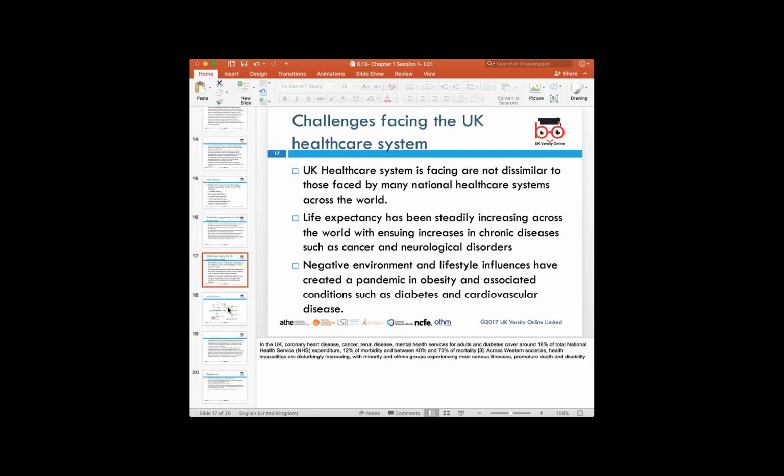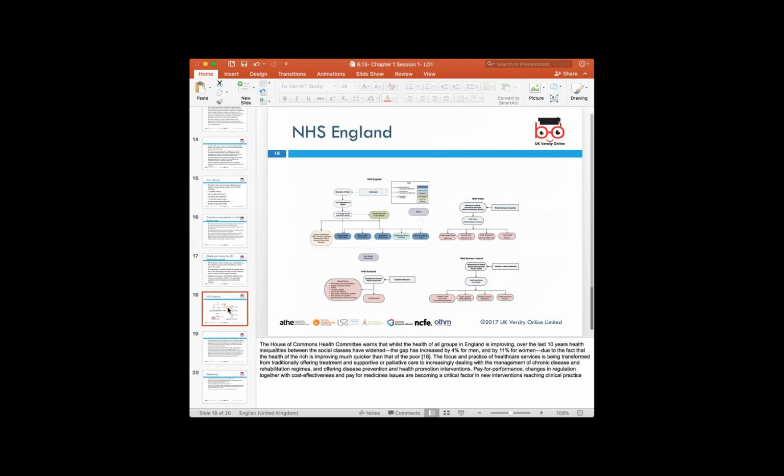Now, this slide, leading on from the Darzi report, talks about the challenges that we are facing, some of which I mentioned earlier: the NHS budget expanding year on year, life expectancy with everyone living longer, some chronic diseases being discovered, cures for some diseases not being available, and the negative effect of our modern day lifestyle, which is leading to new disorders or diseases, in particular diabetes and cardiovascular or heart diseases, and how these challenges are to be addressed.